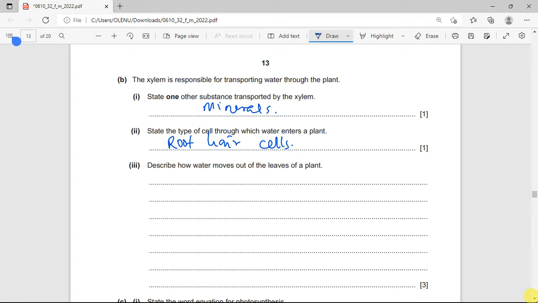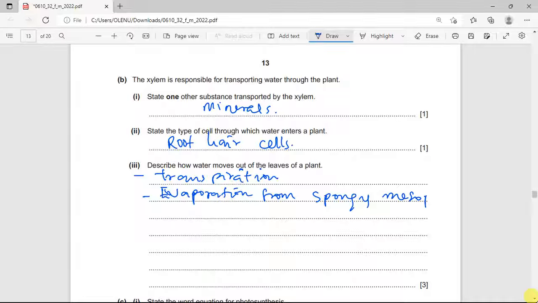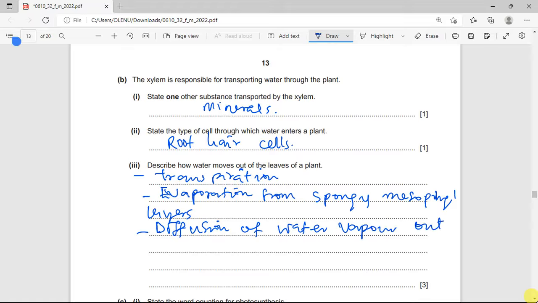Now describe how water moves out of a leaf. The first thing is water moves out through transpiration. Through evaporation from the spongy mesophyll layer, and also diffusion of water vapor out through the stomata.